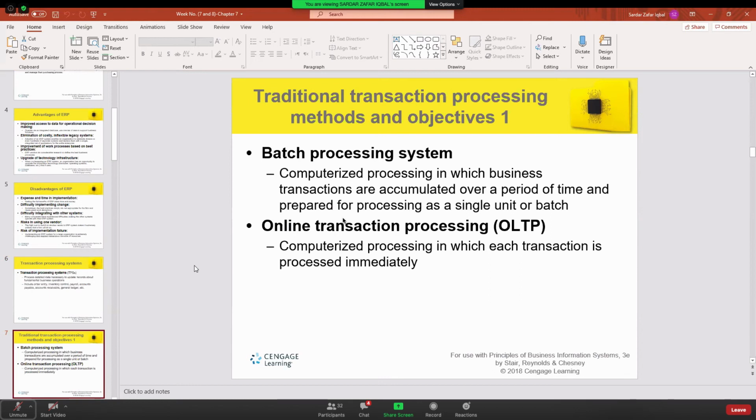So computerized processing in which business transactions are accumulated over a period of time. Now here it's talking about batch. Batch means after a few days it will run automatically and do certain tasks. For example, some software checks in networking whether the computers are connected to the network or not. So after maybe 3 hours, the system will check automatically. Then after 1 day, the system will check. After 2 days, the system will check. And all the data will be maintained. All the reports will be maintained. So this is called batch processing. Now you understand?